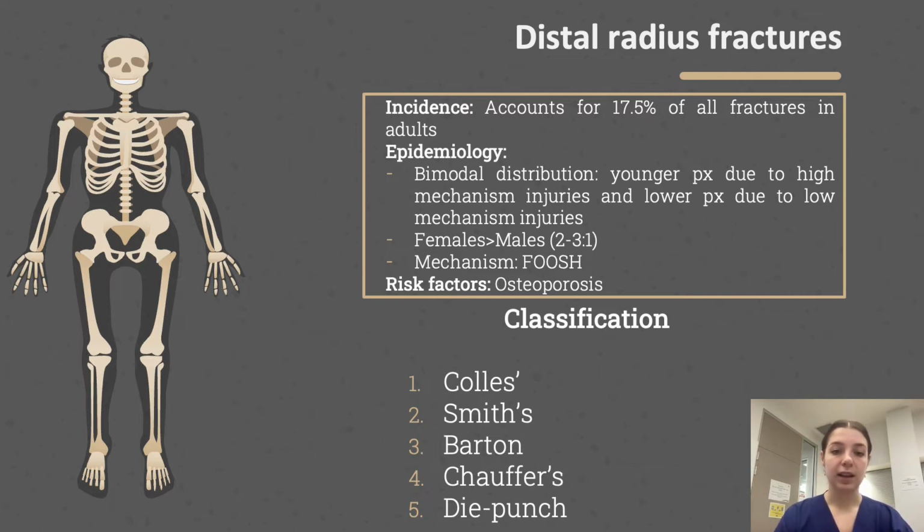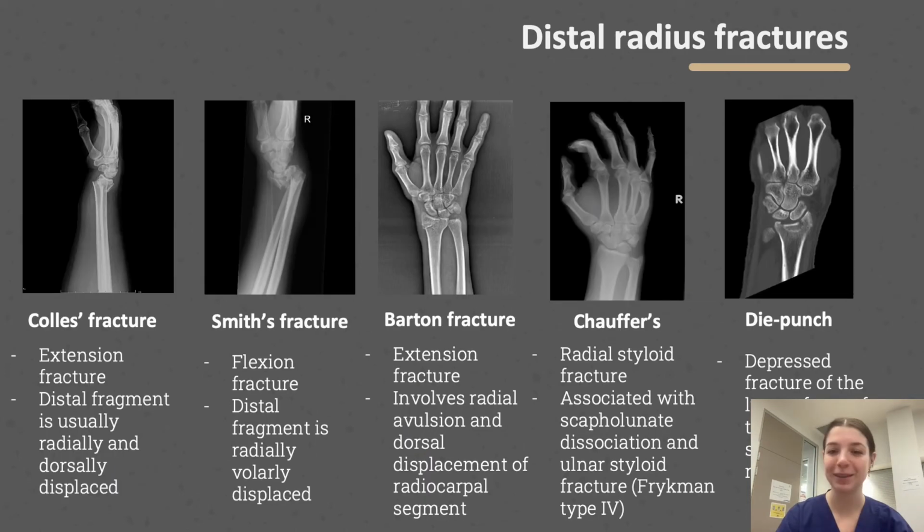They can be classified, and there are 5 main types of these fractures. So we're going to look at Colles, Smith, Barton, Chauffeur's and die punch fractures specifically. A die punch is a depressed fracture of the lunate fossa of the articular surface of the distal radius. It was really hard to see on x-ray. That is a CT of it. I'm pretty sure it's this punched out area here, hence the name die punch.